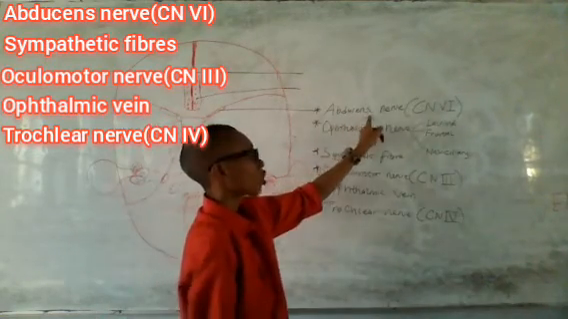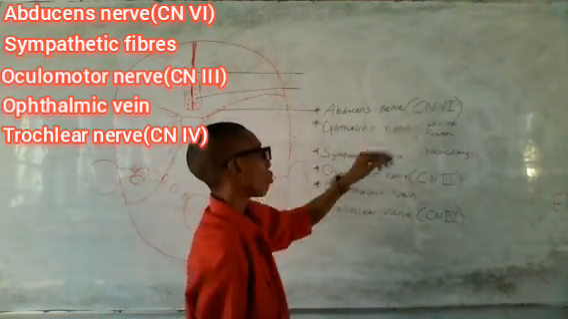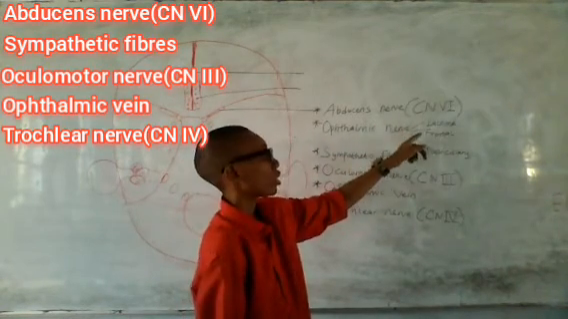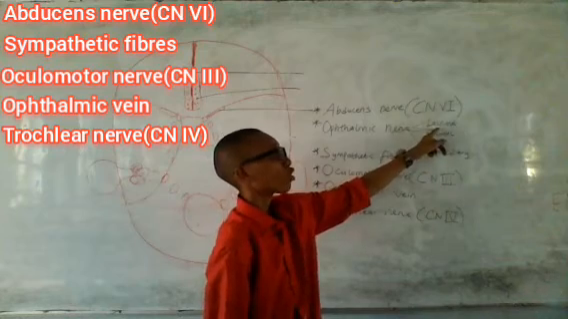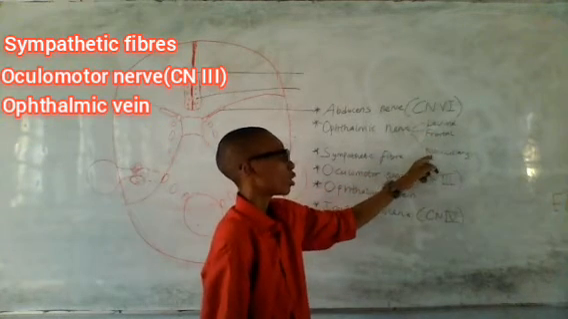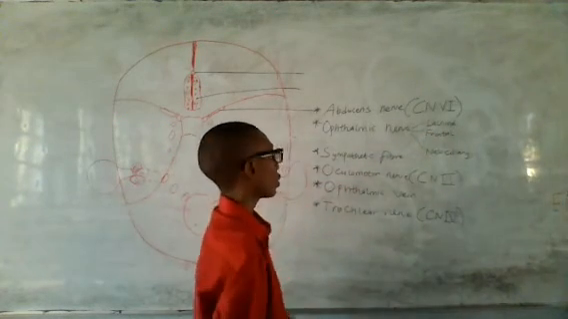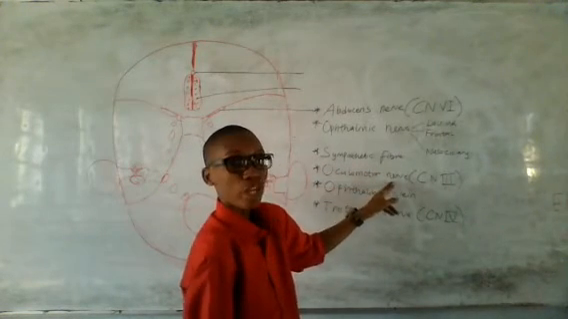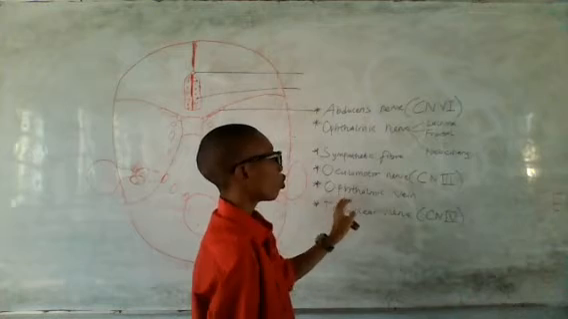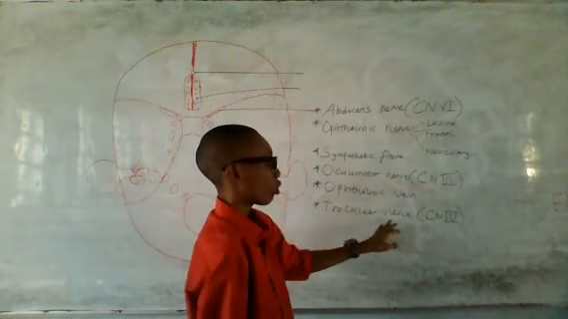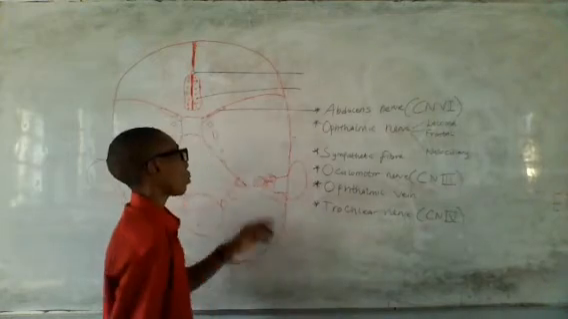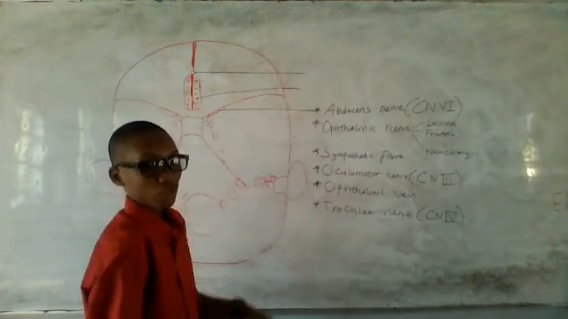We have the abducens nerve, which is the sixth cranial nerve, and the ophthalmic nerve, which divides into three branches: the lacrimal branch, the frontal branch, and the nasociliary branch. Then we have the sympathetic fibers. We have the oculomotor nerve, which is the third cranial nerve, the ophthalmic vein, and the trochlear nerve. So these are the structures that pass through the superior orbital fissure.